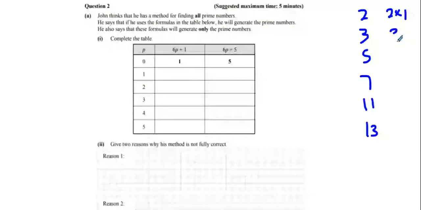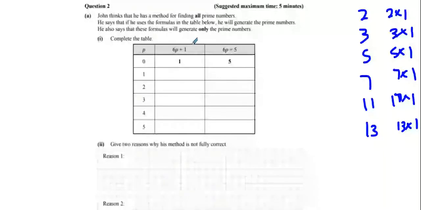Okay, question 2. John thinks that he has a method for finding all prime numbers. Now please remember what prime numbers are. Prime numbers are 2, 3, 5, 7, 11, 13. Numbers that have factors of only themselves and the number 1. Okay, so that's important. That's 11 by 1, and this is 13 by 1. So let's see what he's trying to do.